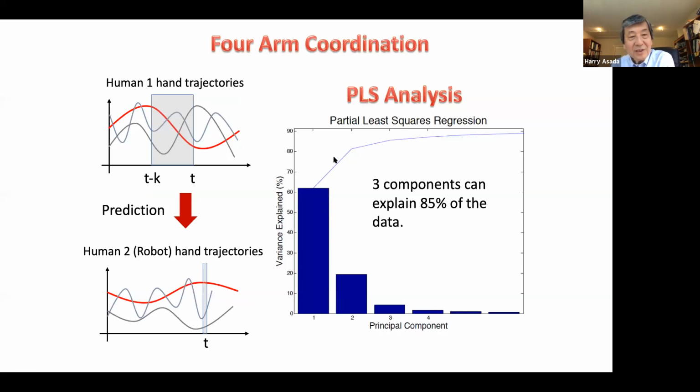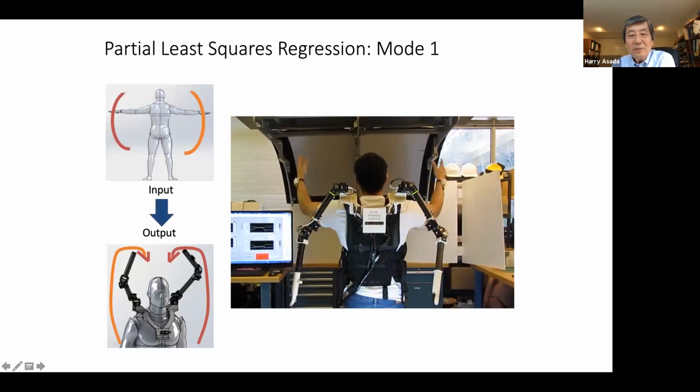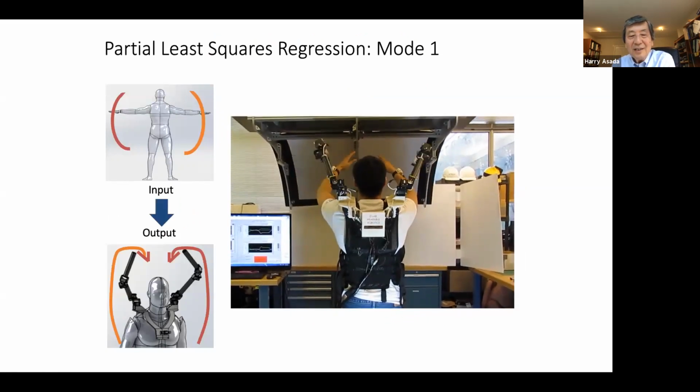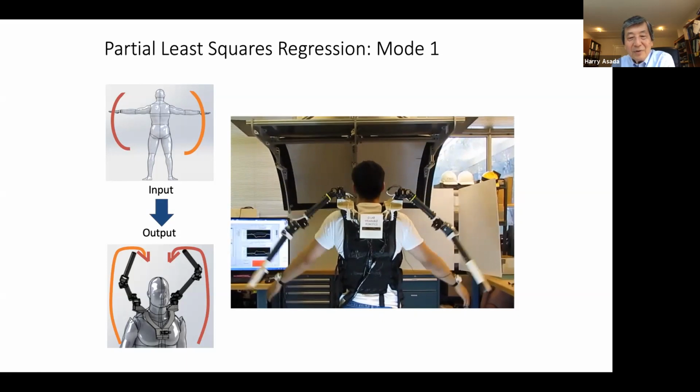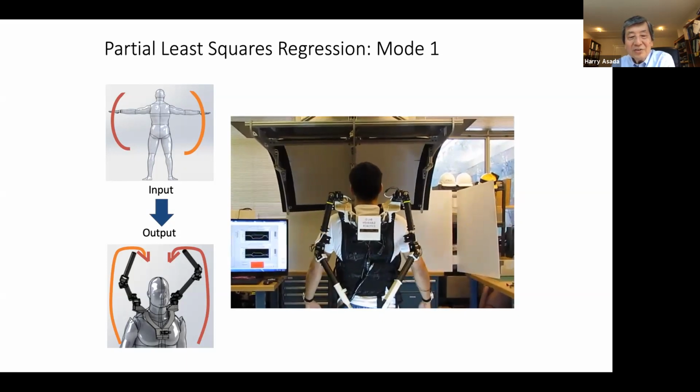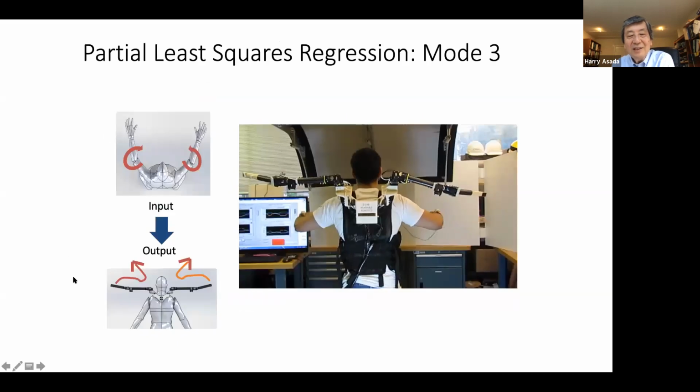So we applied partial least squares regression. The first component, the second component, the third component explain the data up to this point. We truncated with the 3 components. These are coming from the time sequence data with the time windows, right? So this is the first mode. It has some time delay, so it's not just static motion, but we can take the time series data.